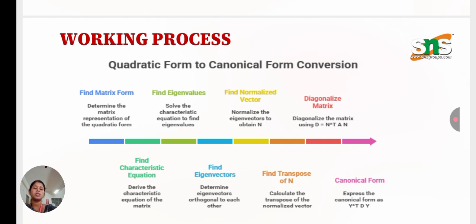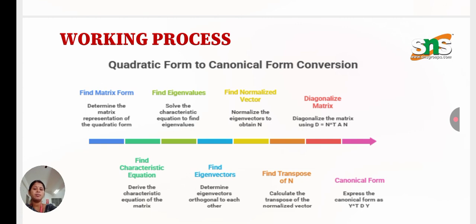From that we check whether these eigenvectors satisfy the pairwise orthogonality condition, that is x1 transpose x2, x2 transpose x3, x3 transpose x1 all satisfy the condition of being 0. If the eigenvectors satisfy the pairwise orthogonality condition, we move on to the normalized eigenvector, which is represented by x1 divided by L of x1. That L of x1 is nothing else but the length of the eigenvector.